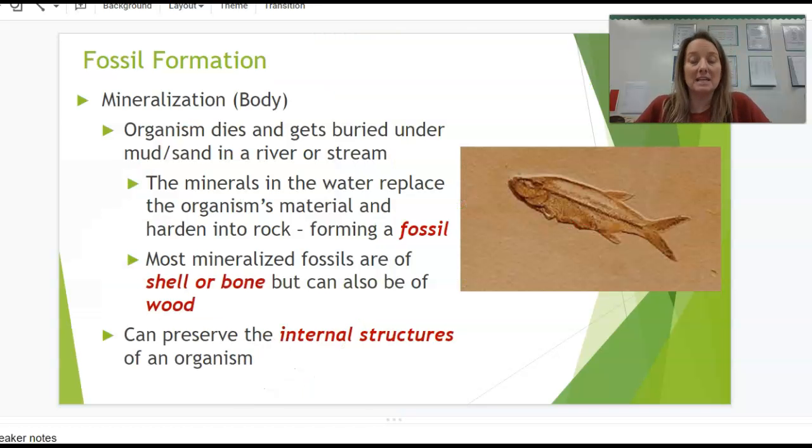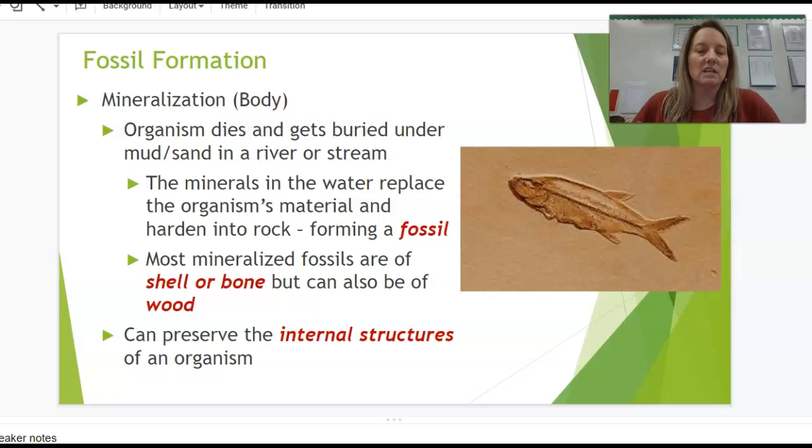All right, mineralization. It's a body fossil. Okay, it fossilizes the body of an organism. When an organism dies and gets buried under mud or sand in a river or stream, this is when mineralization happens. A fish dies and it floats down to the very bottom of the river, and it gets buried in the sand and the mud, and the minerals in the water seep in and eventually replace the organism's material.